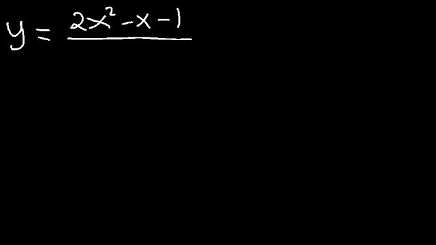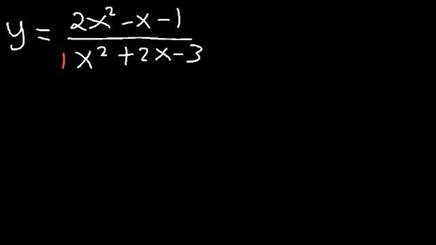Now what about this one? y is equal to 2x squared minus x minus 1 over x squared plus 2x minus 3. What is the domain and range for this function? Now the first thing you need to do is factor the expression. So this problem might be a long one. So let's factor the bottom part.